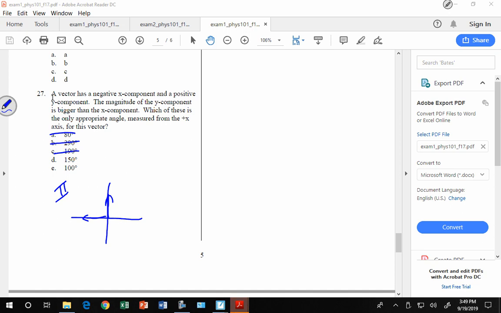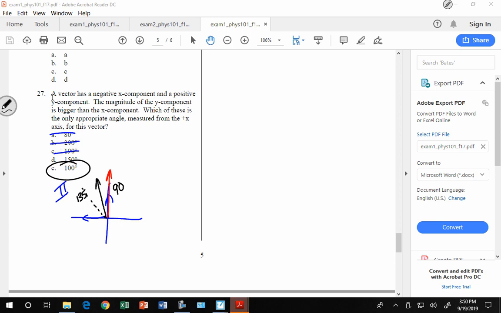Now, the magnitude of the y component is bigger than the x component. So this vector is actually bigger. That means that the sum of those two vectors is going to be up here. So it's going to be between 90 and 135, which is 100. So E is the right answer. You'll probably have a question like that.